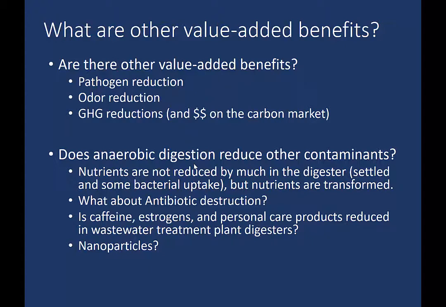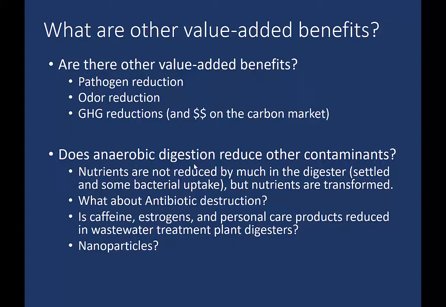Okay, so the last 10 minutes I'm going to spend on antibiotics. So the idea is that we're doing all this manure treatment technology, and we're looking at odor reductions, pathogen reductions, greenhouse gas reductions, and selling this on the market for anaerobic digesters. But what about these other things? So again, nutrients are transformed, but they're not really reduced by that much. We have to do something else to reduce nutrients. But what about antibiotics? What about caffeine, estrogens?